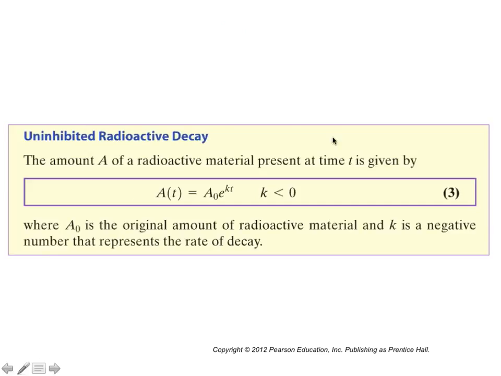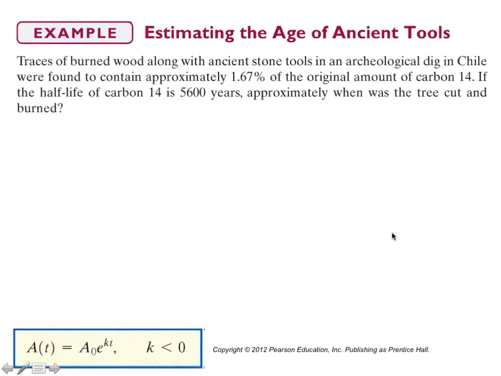Okay, and then let's look at this equation where we have uninhibited radioactive decay. So solving this is going to be very, very similar, okay? But the only main difference is that we're using A because we're talking about amounts, not necessarily numbers, because a lot of times with decay, we're going to be talking about radioactive material. And then instead of having a growth rate that's positive, we're going to have a decay rate, so that's going to be negative. Now, A sub 0 is going to be the original amount, and K is going to be a negative number that represents the rate of decay.